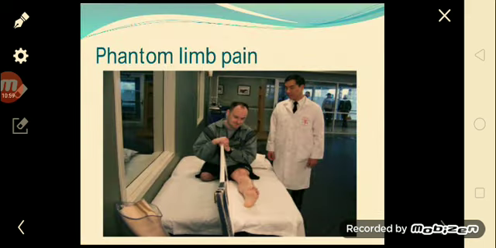Phantom limb pain. Phantom limb pain means the patient feels pain in the amputated limb. The patient feels that the pain still persists in the amputated limb. So this is phantom limb pain. To cure phantom limb pain, we have to give mirror therapy and it is a very effective treatment.